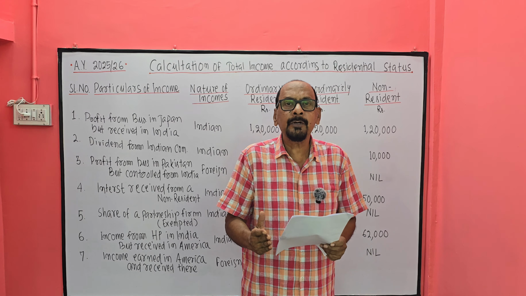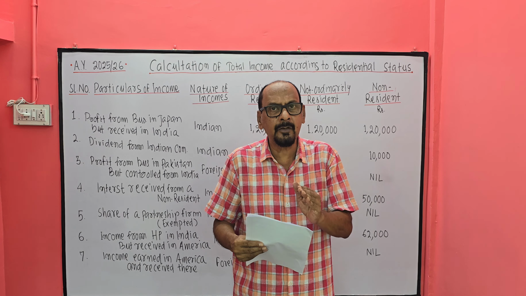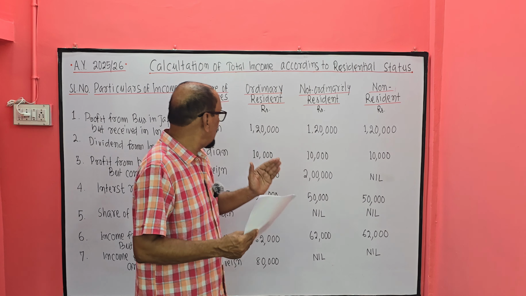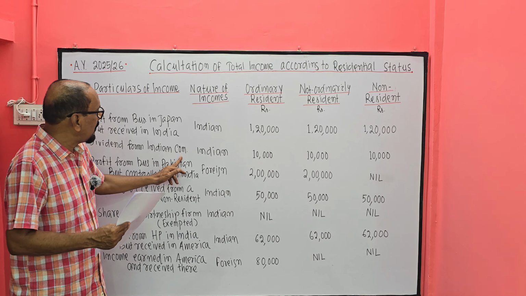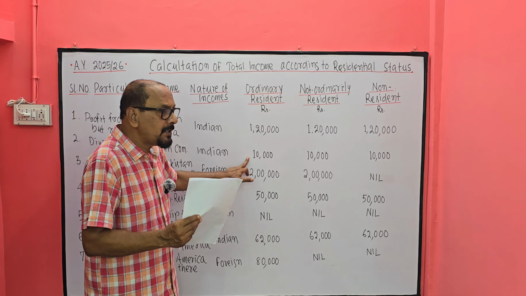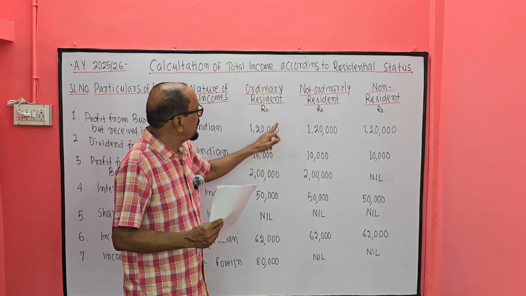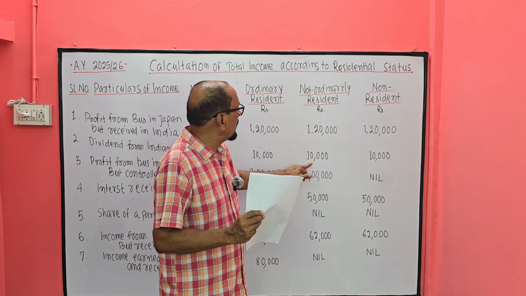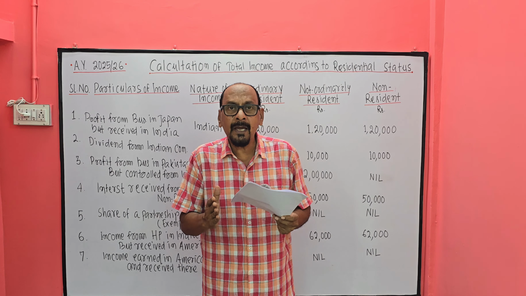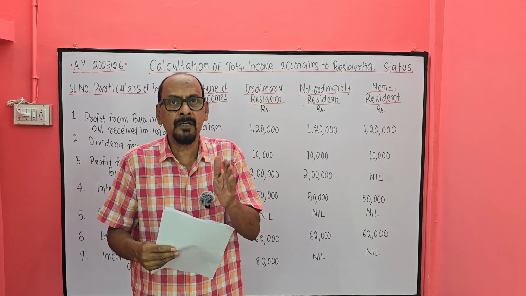The second one, dividend from an Indian company. It's a type of Indian income, and it is taxable at present. So the rupees 10,000 is taxable in all cases. It is taxable in case of an ordinary resident, a not ordinary resident, and a non-resident. As it is an Indian income, it is taxable in all three cases.